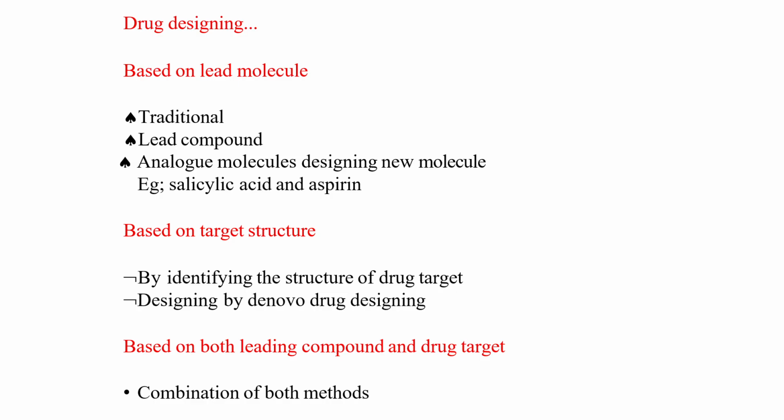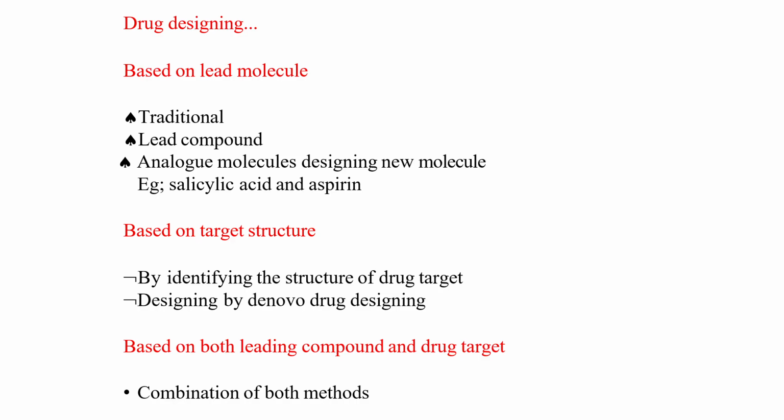Next is the drug designing based upon the target structure, on which target cell the drug is going to show its pharmacological effect, pharmacokinetic or pharmacodynamic effect. On the basis of that, we will go for the drug designing concept, by identifying the structure of the drug target, that is de novo drug designing. Then the third method through which we will go for the drug designing concept is based upon both lead compound and the drug target. What are those? The combination of both the methods, that is based upon the lead molecule and based upon the target structure.